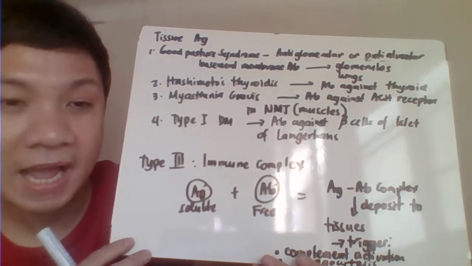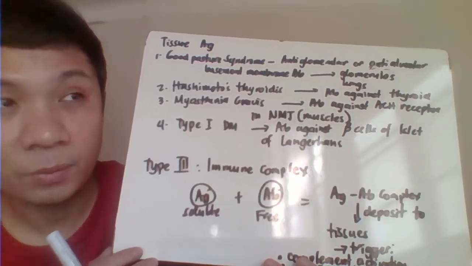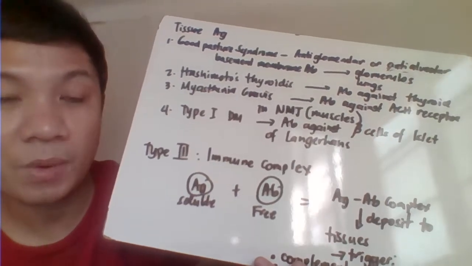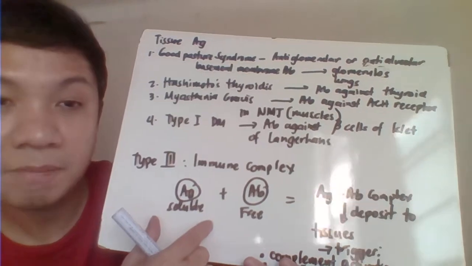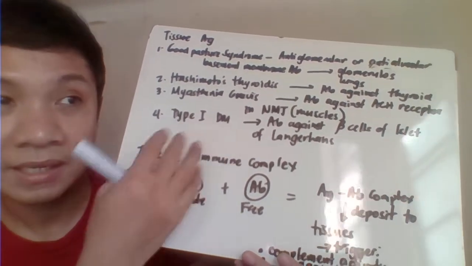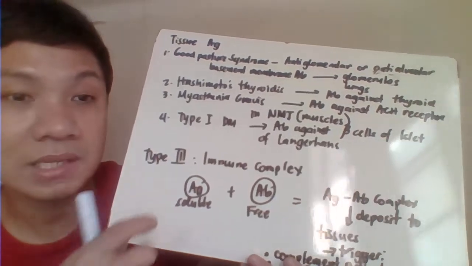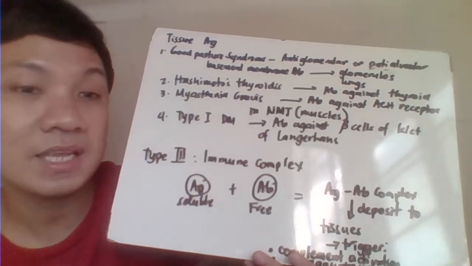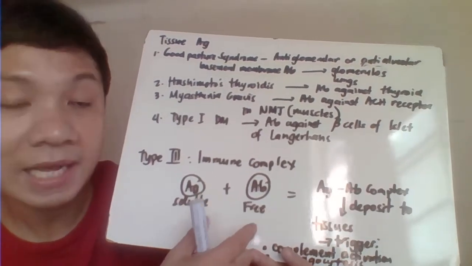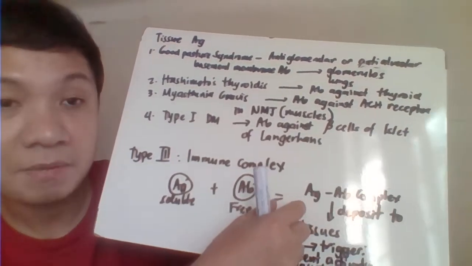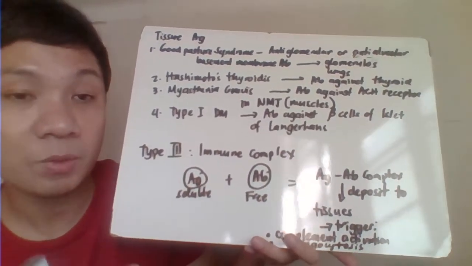Okay, the type 3 hypersensitivity reaction or immune complex type would have the same picture as our type 2, only that your antigen here is soluble or free. Hindi siya makikita mismo sa surface ng tissues natin or your RBC, but rather that one is free circulating in our plasma. Okay, so then it tries to combine with the corresponding antibody. They form an immune complex, antigen antibody complex, and that's the only time that it will be deposited in your tissues.